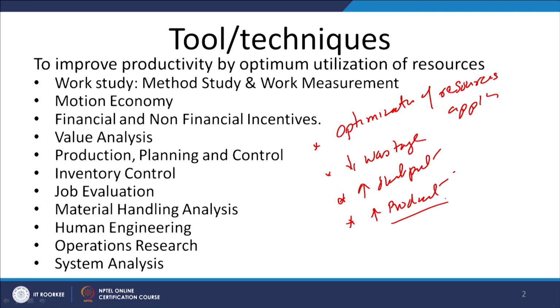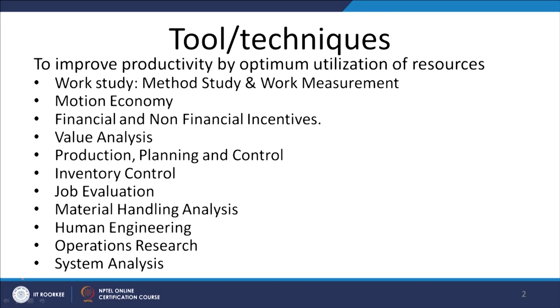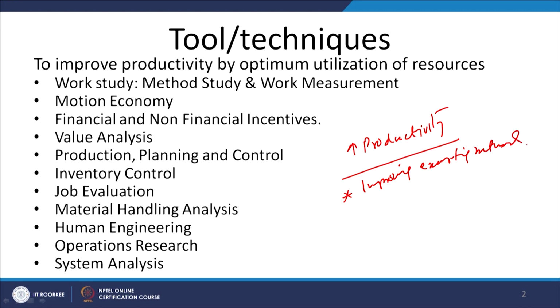So, the first one is here, although there is no sequence, but these are the various tools which are available. Starting with work study, work study is a tool available in industrial engineering which helps in basically increasing the productivity. And for increasing the productivity, it uses two approaches. One is called method study, which helps in improving the existing method of doing the job or developing a new method.